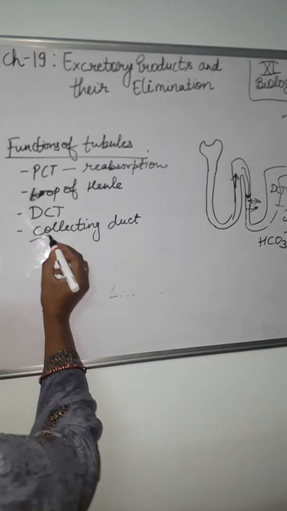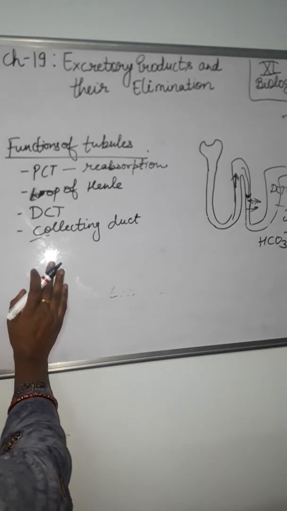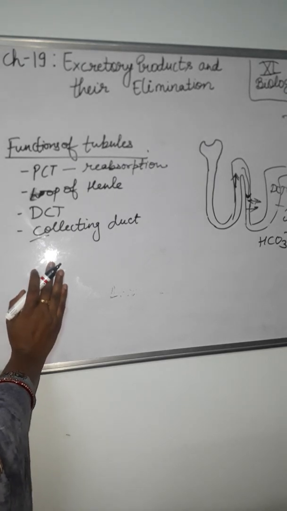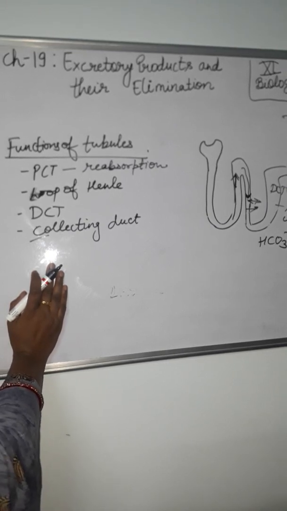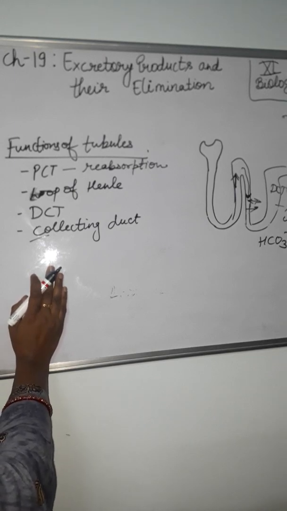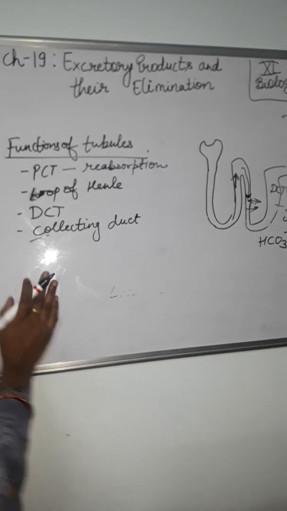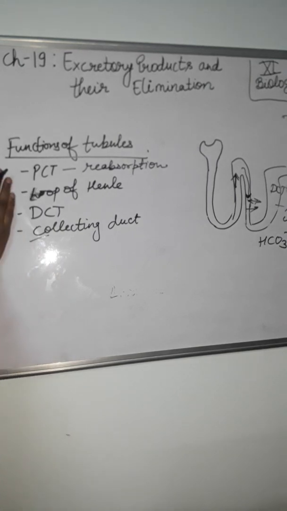Now next one, that is collecting duct. Large amount of water is reabsorbed from this region to produce concentrated urine. This also allows the passage of a small amount of urea into the medullary interstitium to keep up the osmolarity. Besides, it helps in maintaining the pH and ionic balance of blood by the selective secretion of hydrogen and potassium ion.